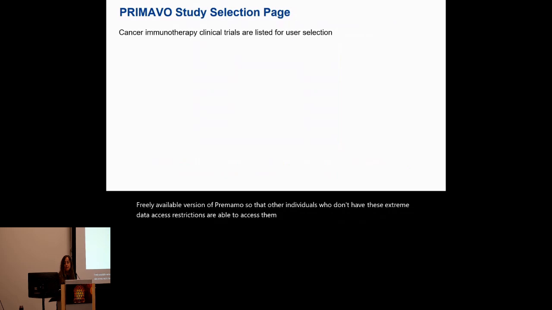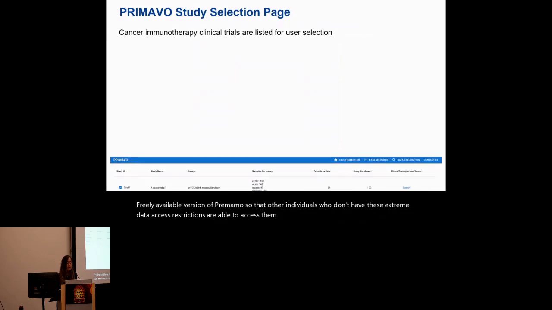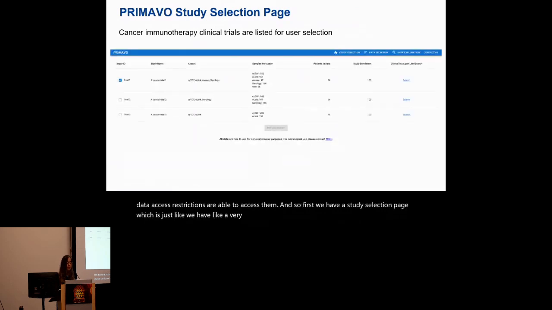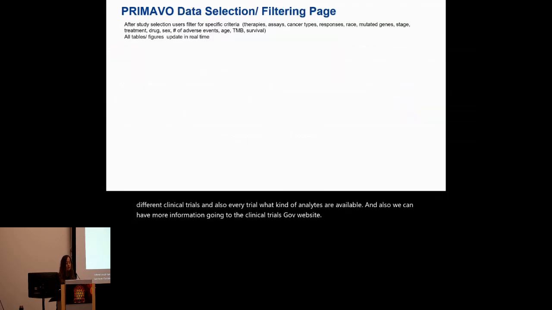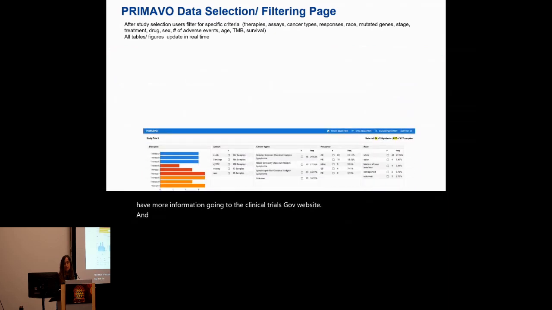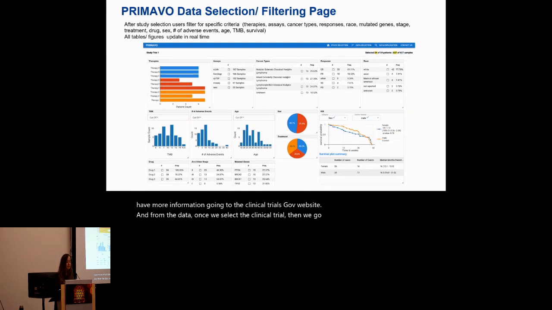First we have a study selection page, which is a very simple interface where users can choose between different clinical trials, and see for every trial what kind of analytes are available. We can also get more information by going to the ClinicalTrials.gov website. And once we select the clinical trial, we go on to filter for specific criteria.